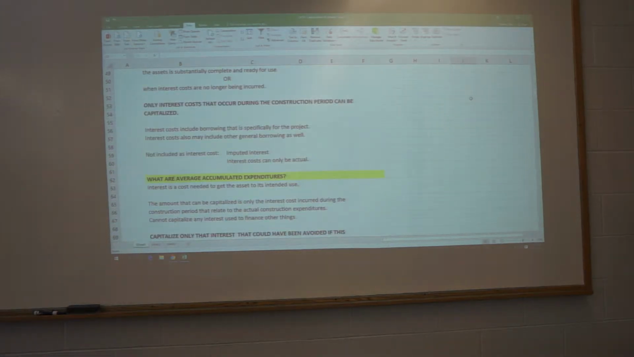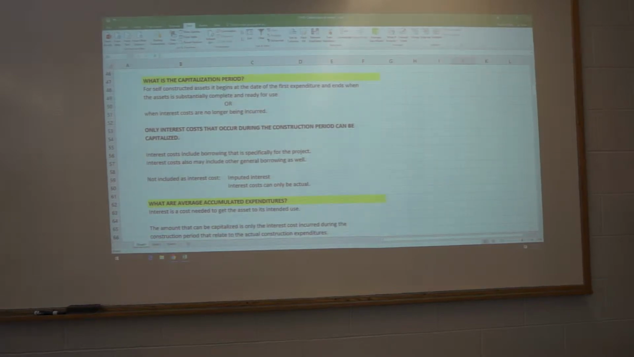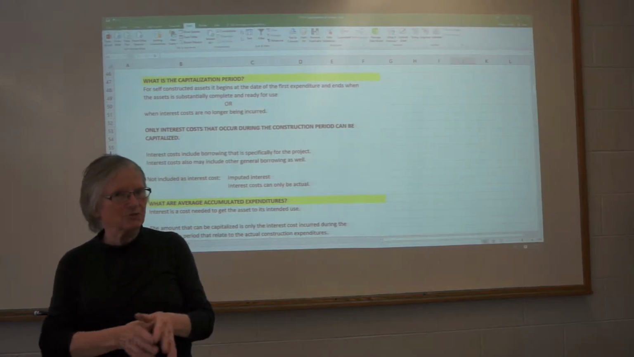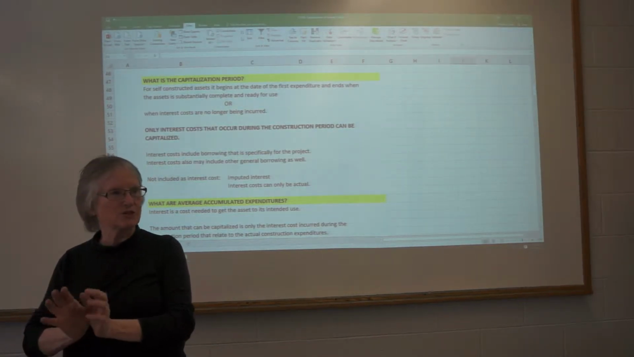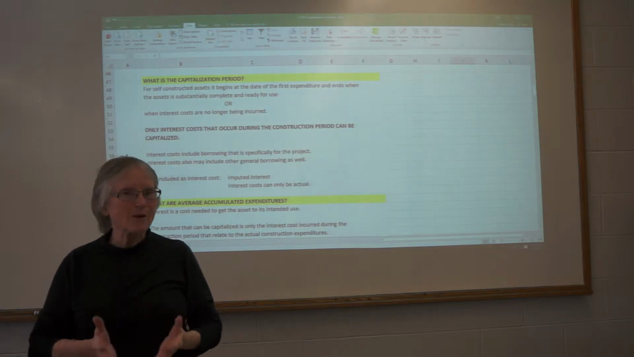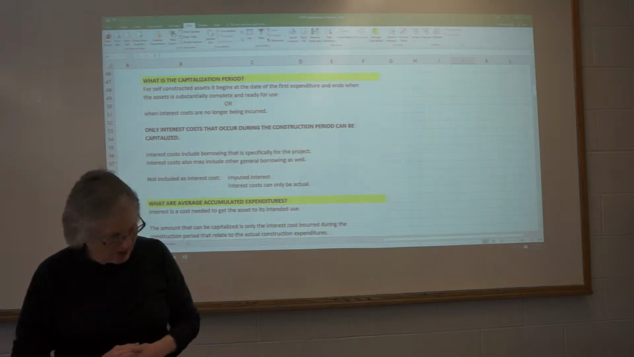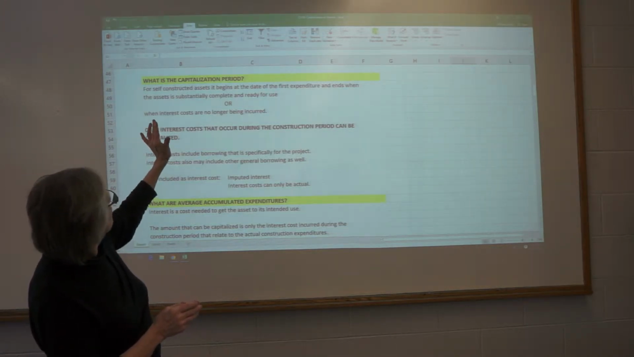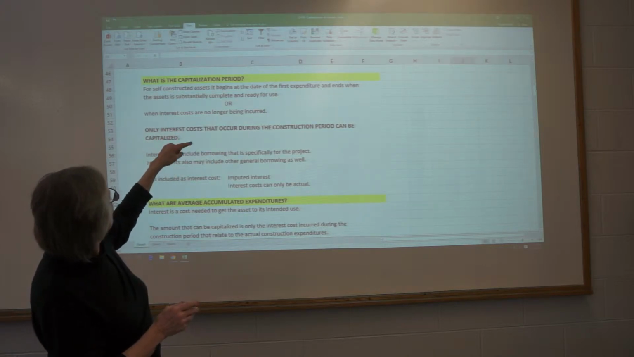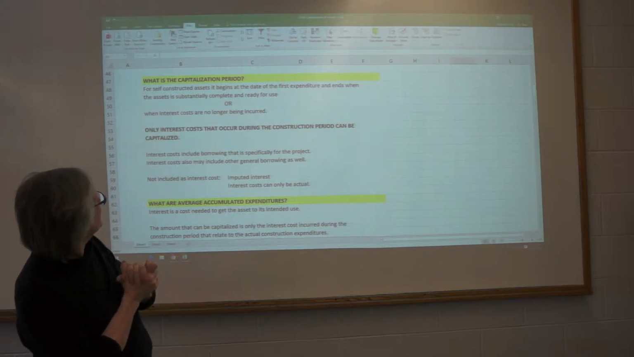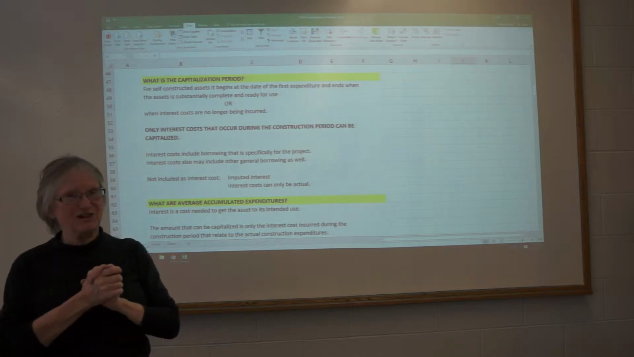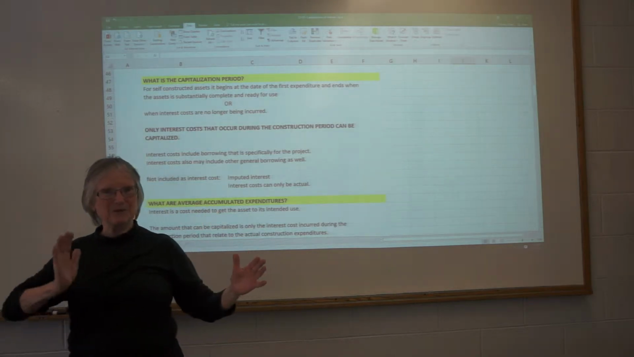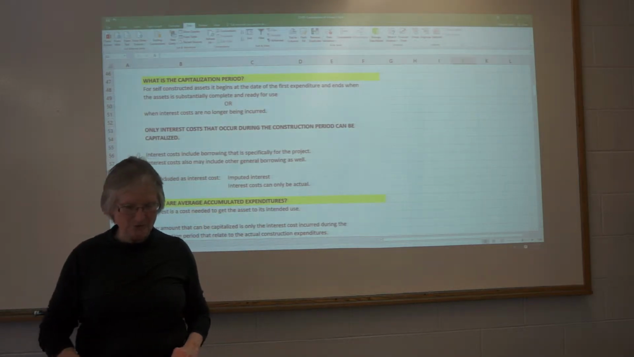We have to know the capitalization period. You can't capitalize interest before you start the project. You can't capitalize interest once the project is done, once the building is ready for its intended use, or when you have stopped incurring interest costs. So that second one is important. The capitalization period begins at the first expenditure and ends when the asset is substantially complete or when the interest costs are no longer being incurred. Okay, so for each problem you do, you'll have a capitalization period.